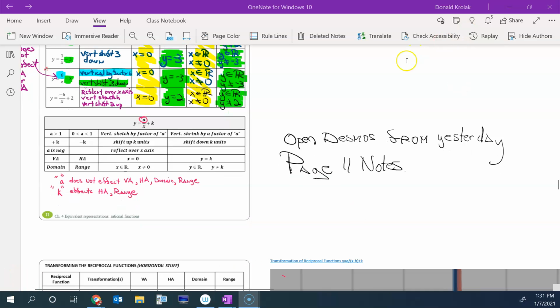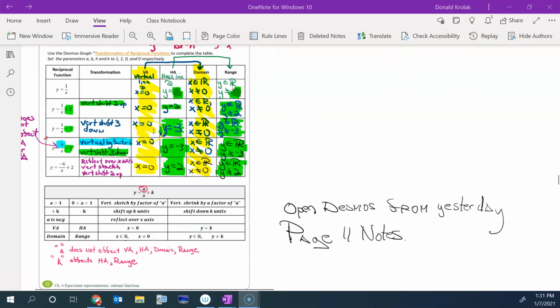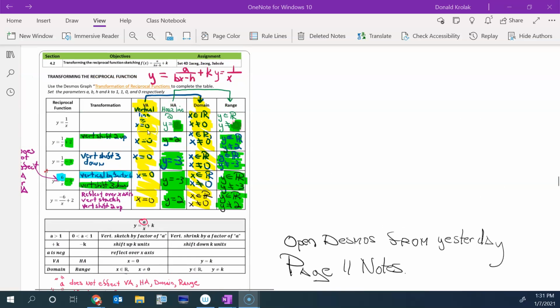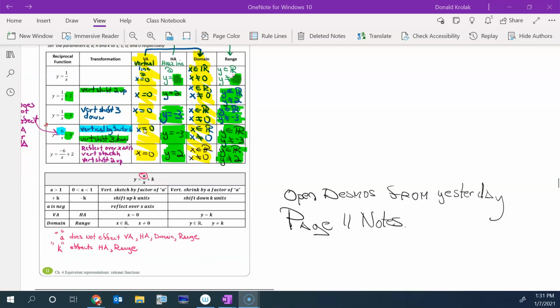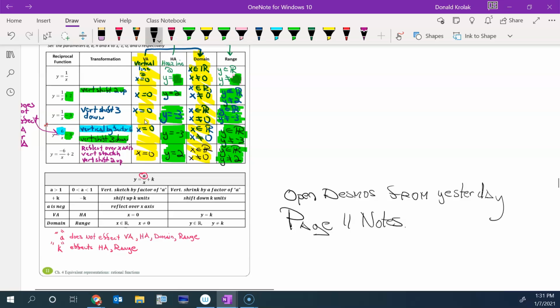Okay, so what we learned yesterday was, guys, when you put a number in for A, the number on top, that was a vertical stretch. And we discovered that when A is bigger than 1, you're going to have a vertical stretch. It does not affect the horizontal, the vertical asymptotes, or the domain and range. Has no effect on them.